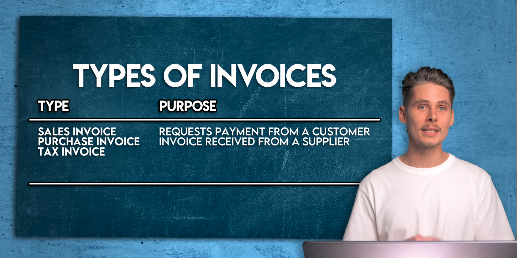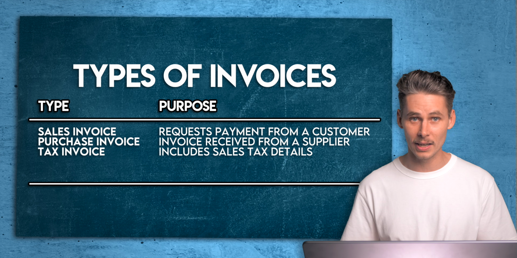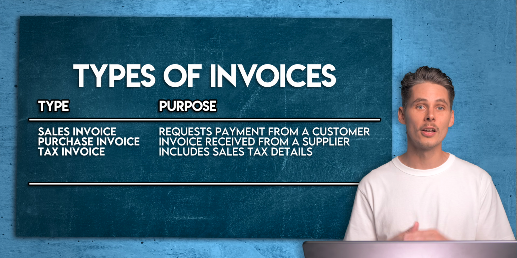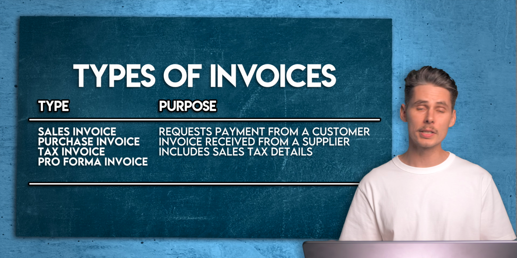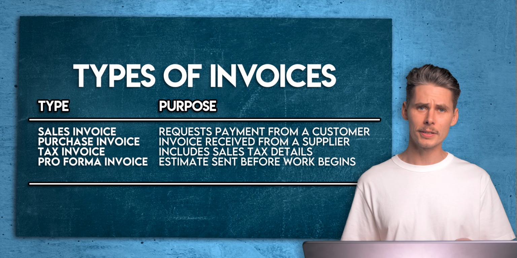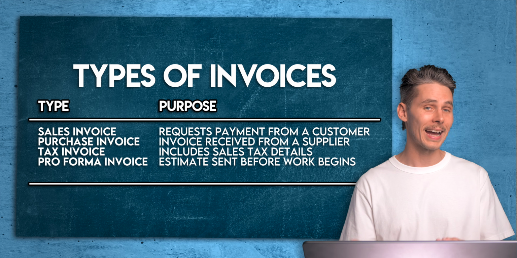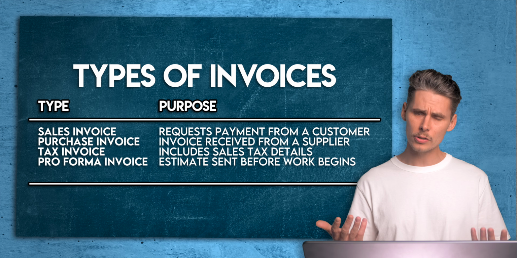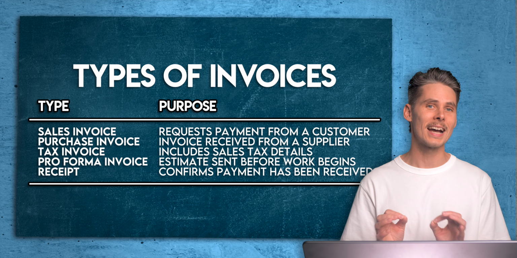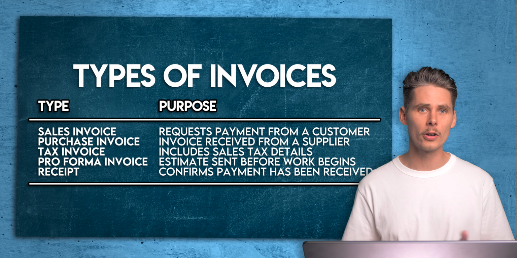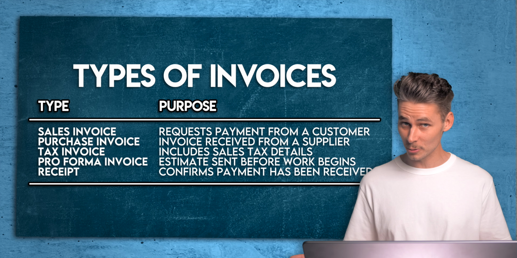A tax invoice is a sales or purchase invoice that includes sales tax details, and in many countries, the supplier's tax registration number. A pro forma invoice is like a quote dressed up as an invoice. It shows your customer the estimated costs before the work actually starts, but it's not a formal request for payment. And a receipt confirms that the payment has been received. It's the final confirmation that the money has landed and the invoice is settled.